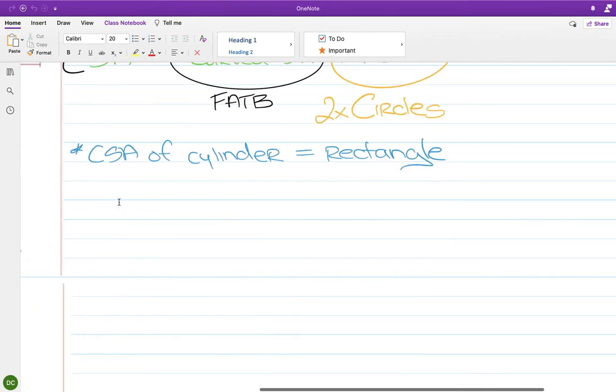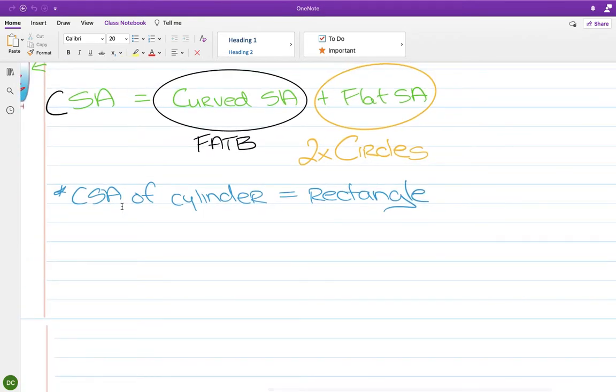So if I go back over, the curved surface area, which like I said is essentially a rectangle, is just length by width, but the length of this is the circumference and the width is the height. So the formula is 2 pi r h, and that's what's in the table book.